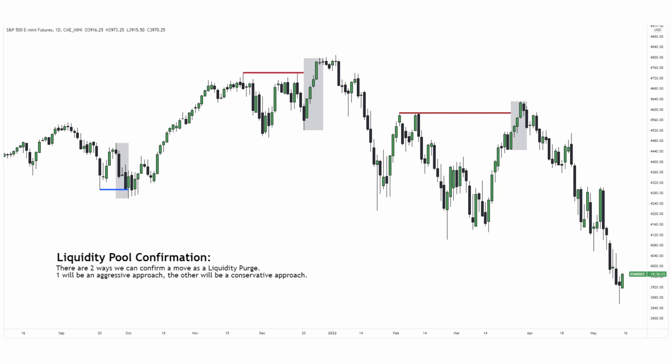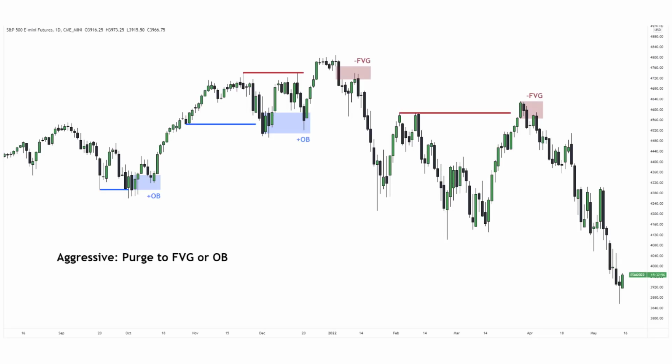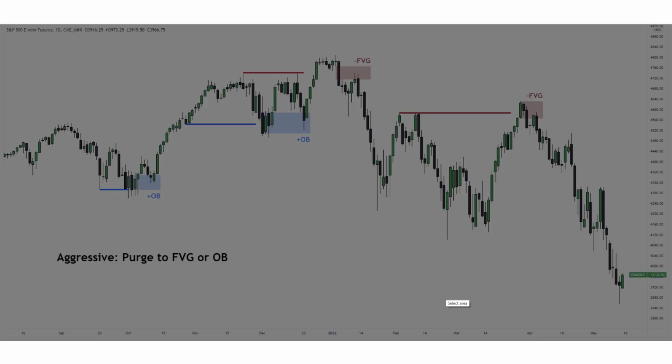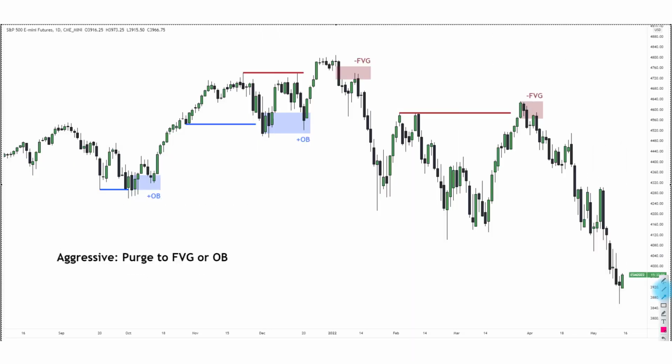An aggressive trader might have more trades, yes, but the win rate of those trades might be significantly less when compared to someone that's more risk averse and conservative. So an aggressive confirmation is as soon as price takes out a low, like this, you can start looking for an order block without the break in market structure.